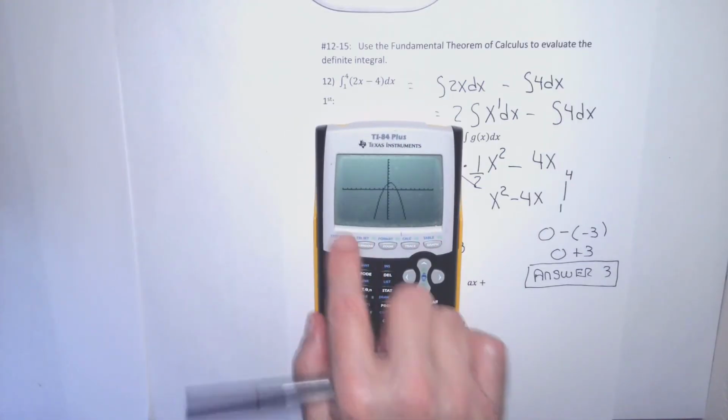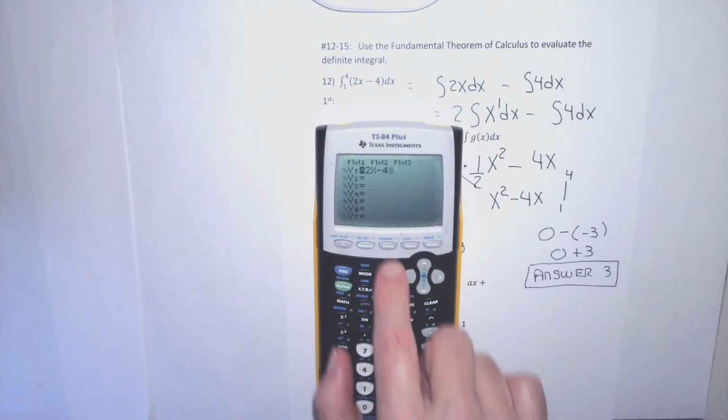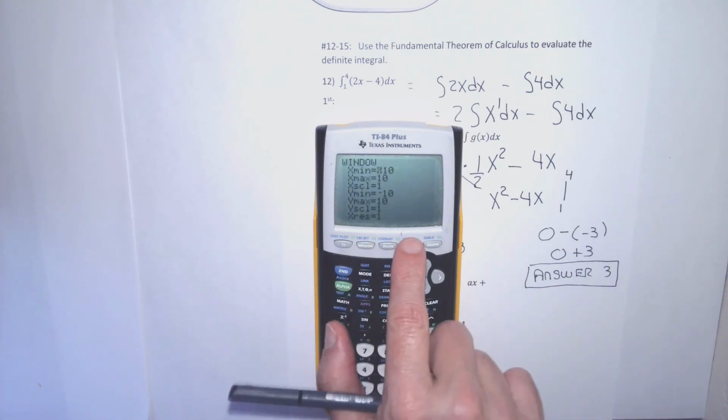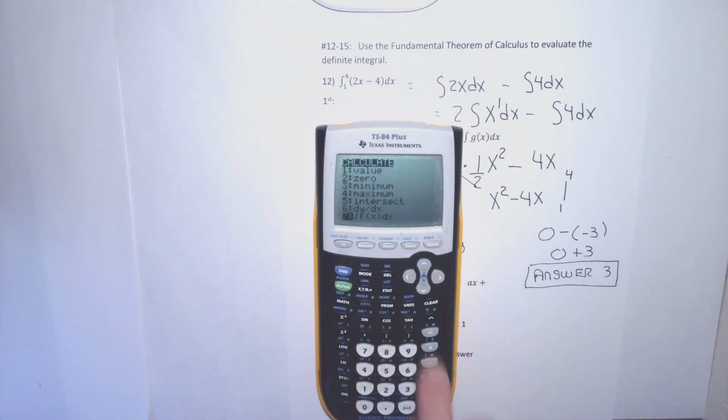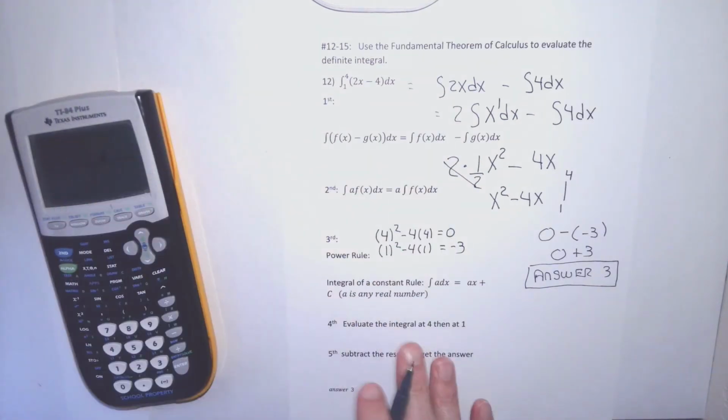Let me put the function 2x minus 4 in. Make sure I have a good enough window. That's good enough. Second calc, integrate, and I have to do backwards with my numbers on my calculator. So lower limit 1, upper limit 4. I hope to see a 3. I do, so I know my answer is correct.